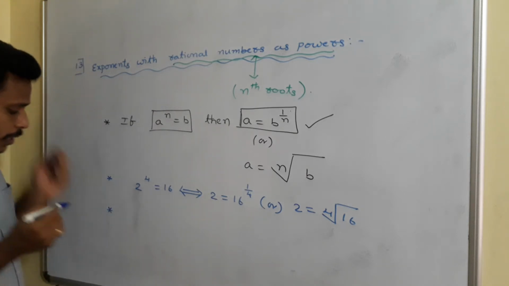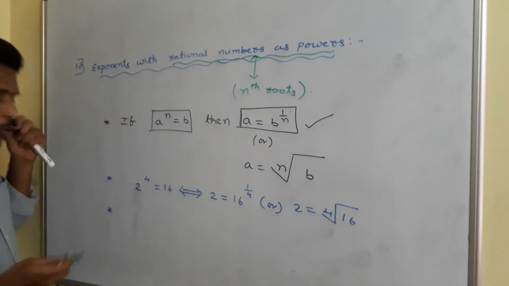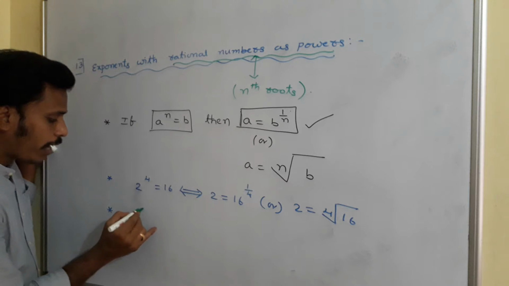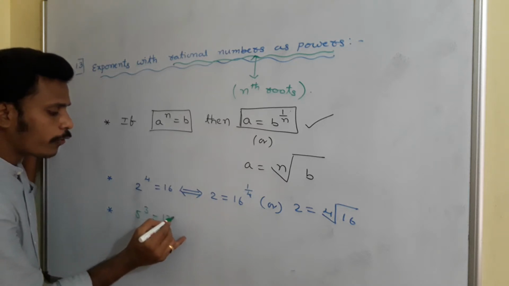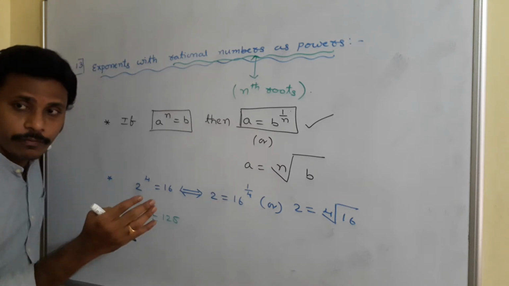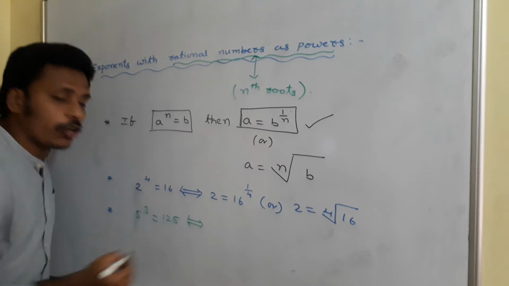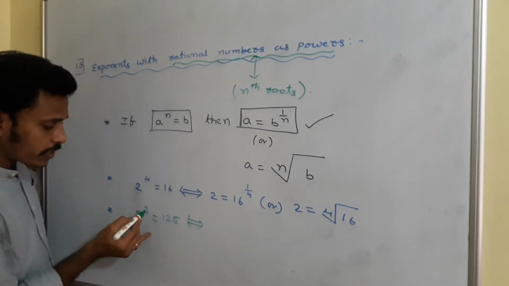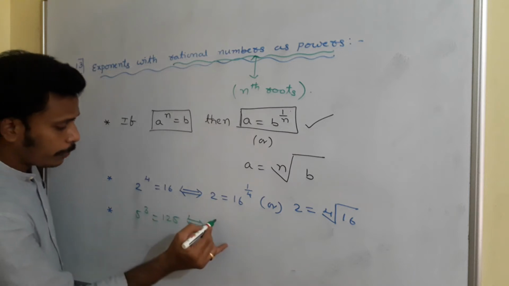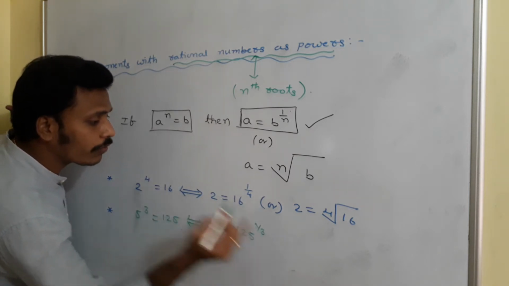Just observe very carefully. And one more thing I will give you. Suppose you have 5 cube is equal to 125. Is it right? 5 cube, 5 into 5 into 5, is 125. Since 5 cube is equal to 125, we will express it like this. You send this 3 to the other side. It becomes 5 is equal to 125 to the power 1 by 3.